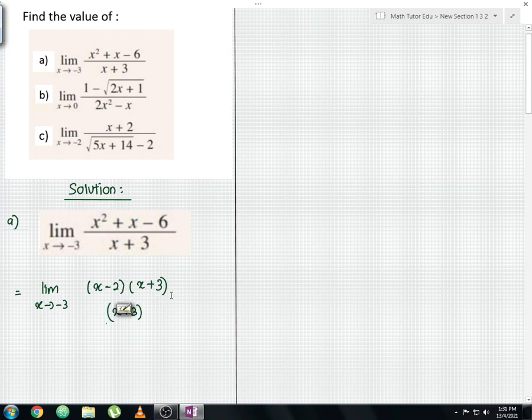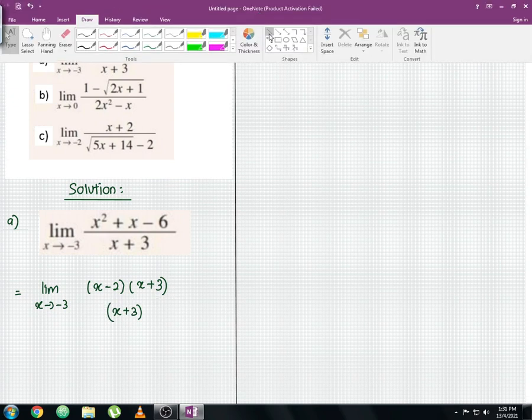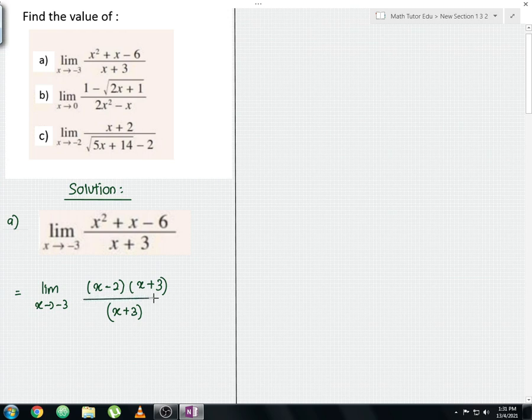Okay, so let me underline the fraction. For the next step, what you can do is this x plus 3 in the numerator and this x plus 3 in the denominator, you can simplify them. You simplify this, you get 1. You simplify this, you get 1. So once you get this, now we can proceed to substitute into the limit, guys.